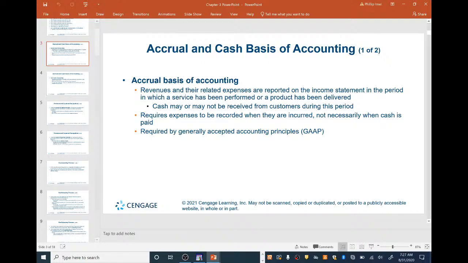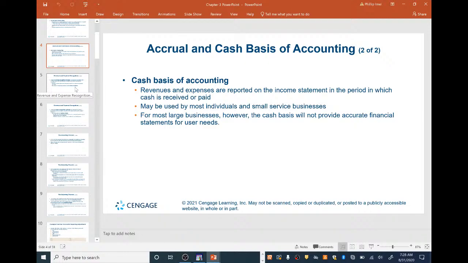As you can see here, it says cash may not be received from customers during the same period as the transaction. So the accrual basis of accounting requires expenses to be recorded when they are incurred, but not necessarily when cash is paid. And this is a requirement for GAAP, which is once again generally accepted accounting principles. So if you're reporting on any other basis of accounting other than the accrual basis, then it's not GAAP. There are some different types of accounting basis that are acceptable, but we'll get into that at a much later time. For now, just know that the accrual basis is measuring the items or the transactions when they occur as opposed to when the cash happens.